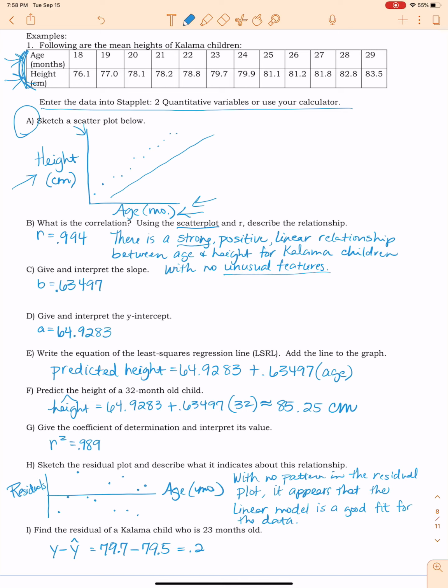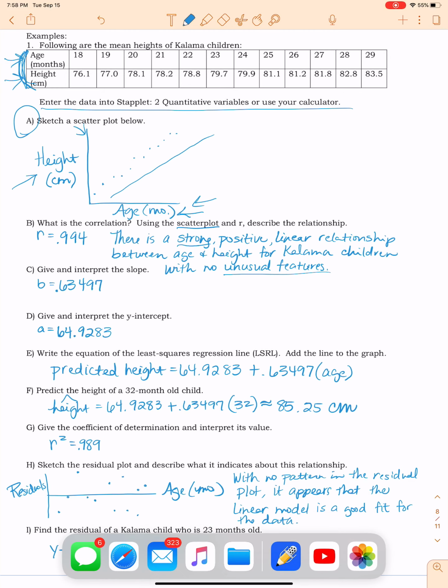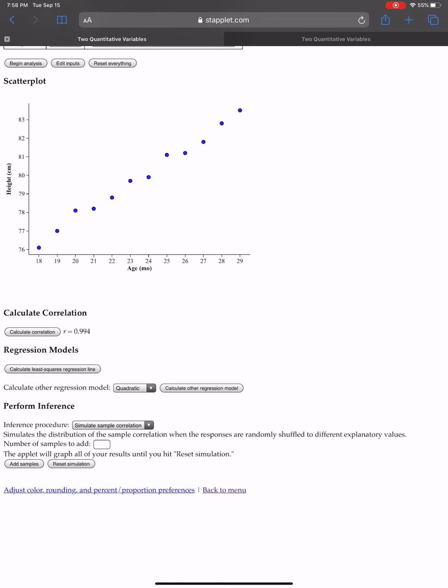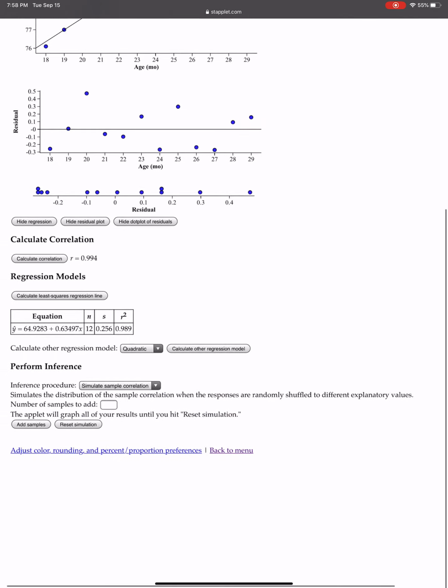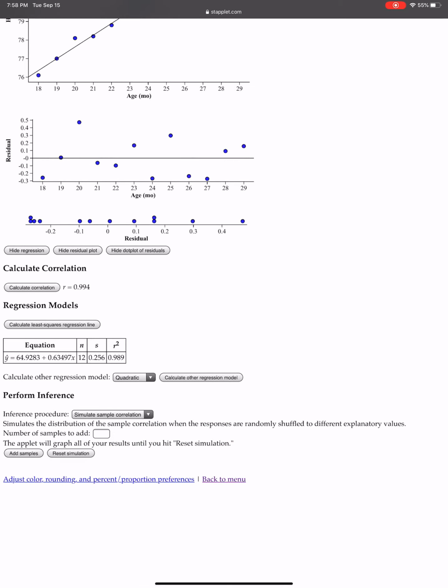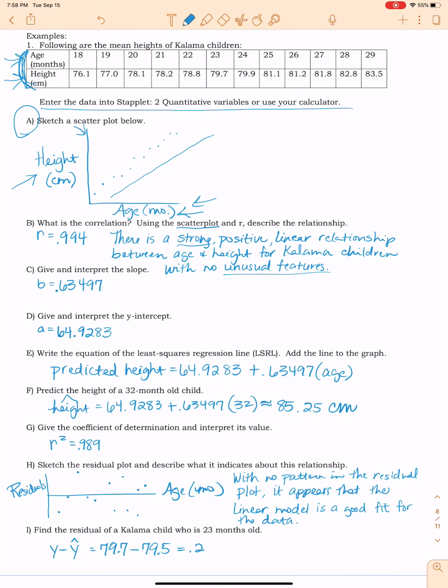Part C tells me to give and interpret the slope. So I'm going to show you where I got that. When I go back to Stapplet, I'm going to click on this calculate least squares regression line because that is going to give me lots of information. So if you'll look down here in this box under regression models, we have our equation right here. And your equation is given to you in terms of X and Y, but we're going to write it in context. So the number that I got from this equation for the slope is 0.63497.